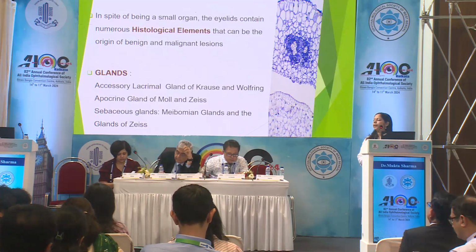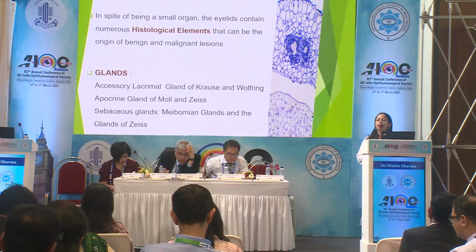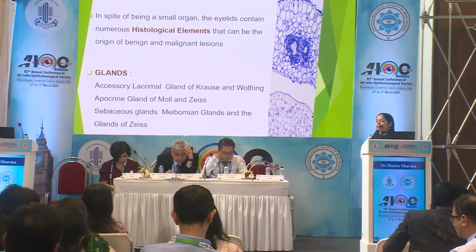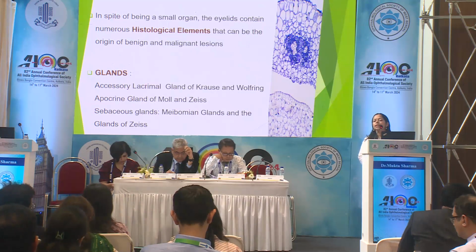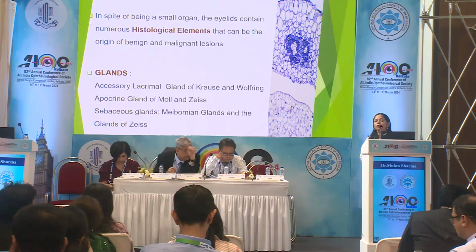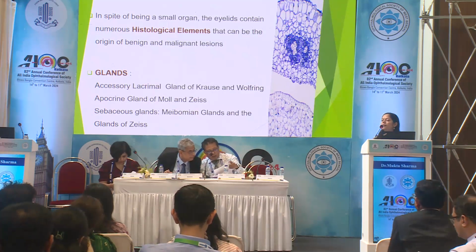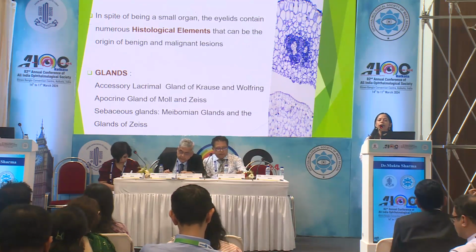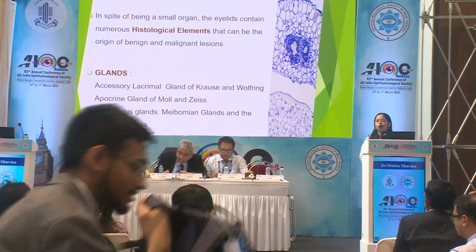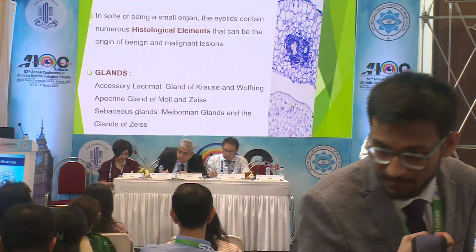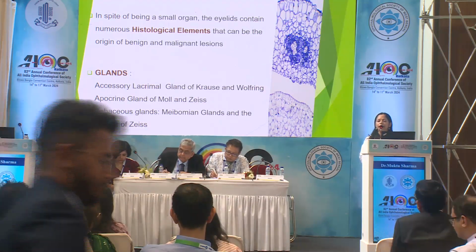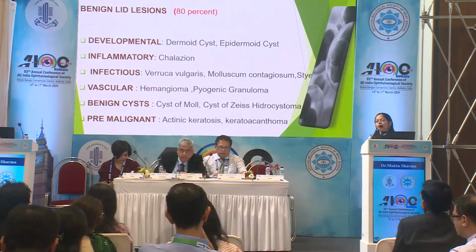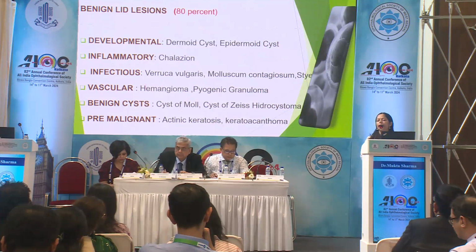So in spite of being a small organ, the eyelids contain numerous histological elements that can be the origin of various malignant and benign tumors. It's important to make a mention of the important glands present in the eyelid in the form of glands of Zeis, Moll, the Meibomian glands, and the accessory lacrimal glands of Krause and Wolfring, which can lead to numerous benign tumors of the lid. So 80% of the soft tissue tumors on the lid are benign in origin.